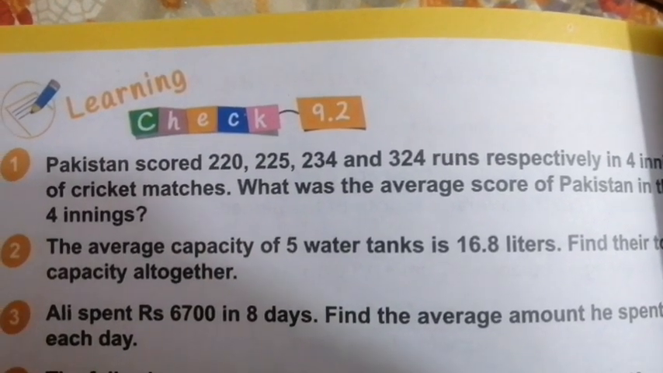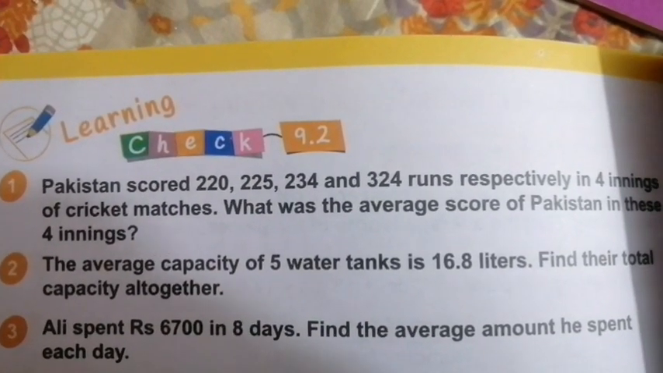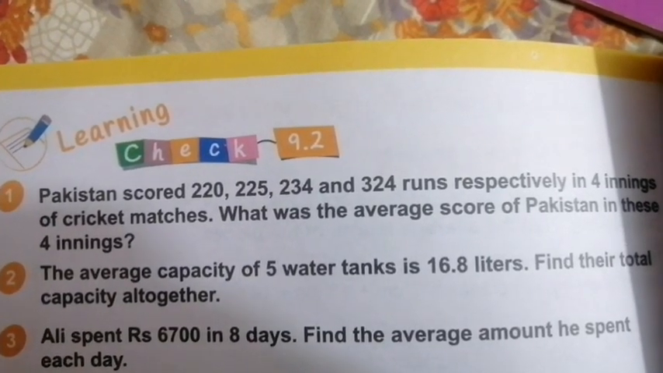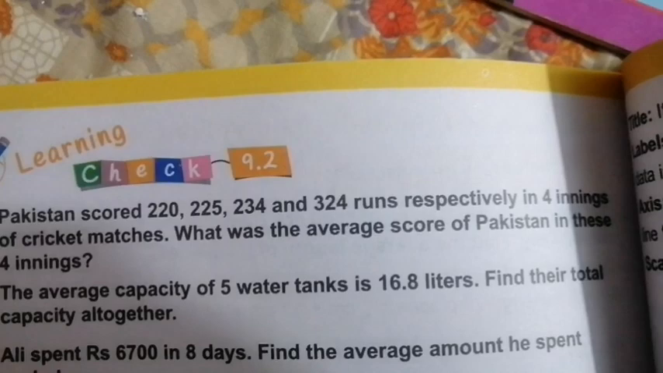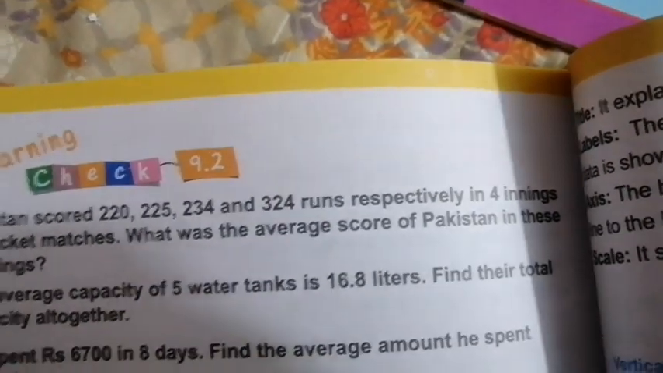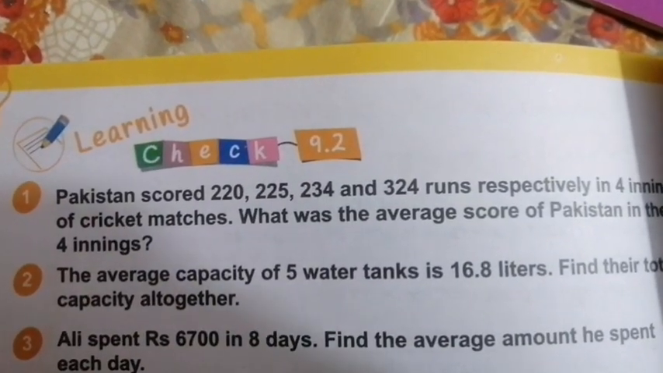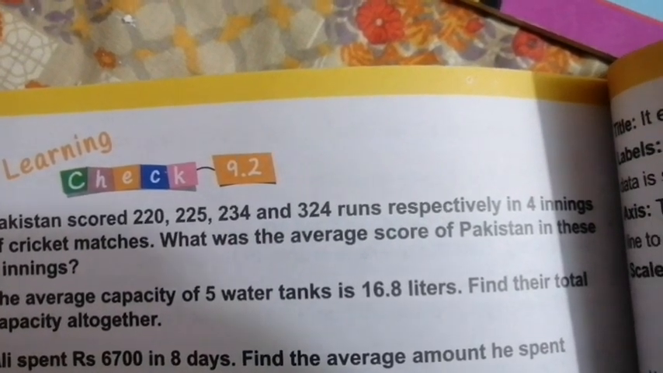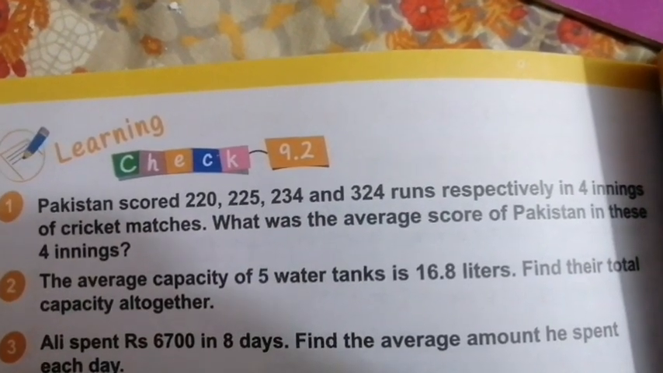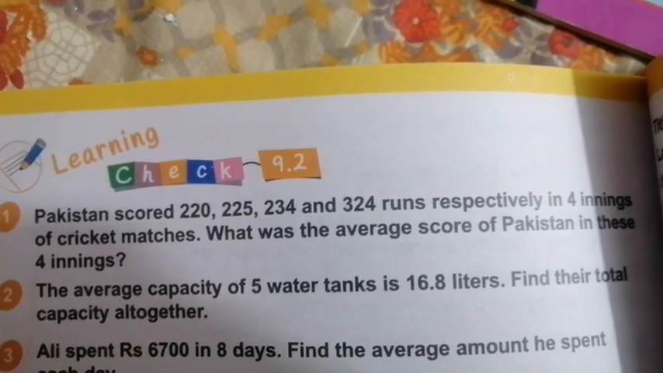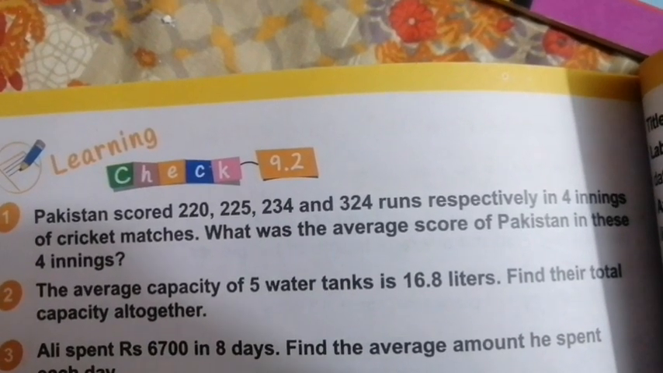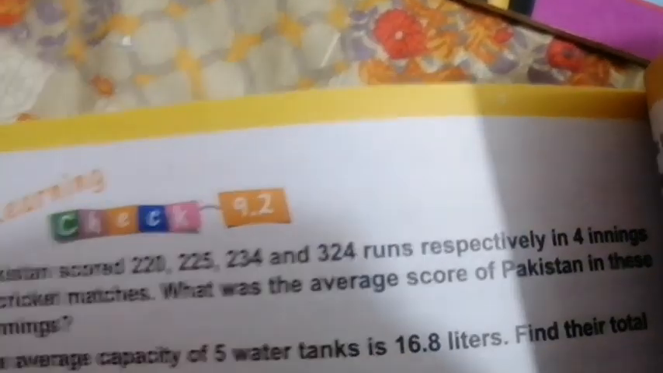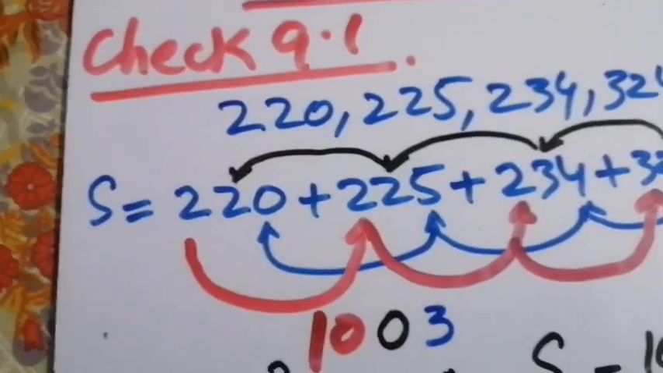It is regarding the average. So question number 1: Pakistan scored 220, 225, 234 and 324 runs respectively in 4 innings of a cricket match. What was the average score of Pakistan in the 4 innings? So we have to find the average of all these runs which they scored. So let's see how we can do it.